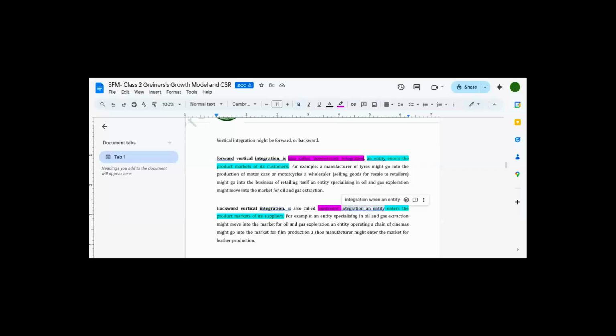Upstream integration occurs when a company enters the product market of its suppliers. So how can you understand this?